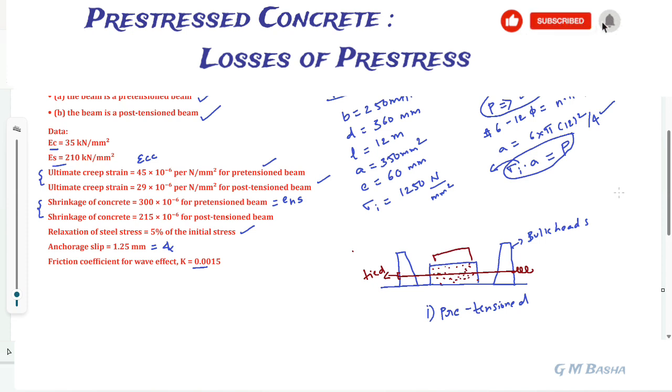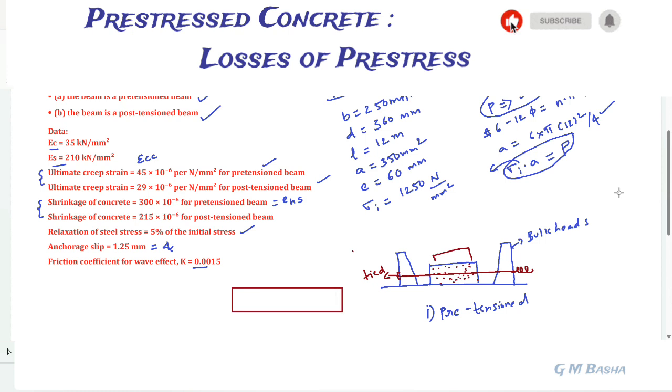Okay, in the post tension beam, first in the molds they will place ducts like this, whichever shape you want. Either parabolic shape or inclined shape or straight, they will place ducts. Then they will pour the entire concrete and prepare the beams like this.